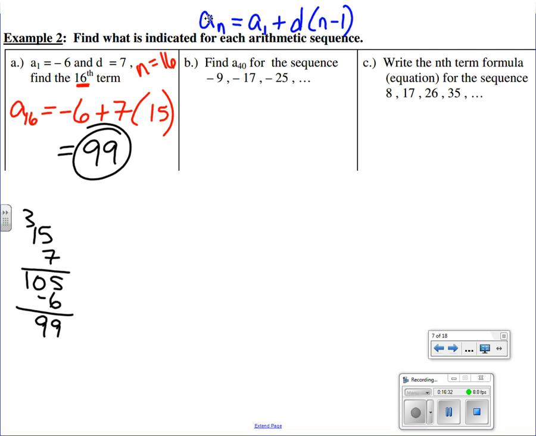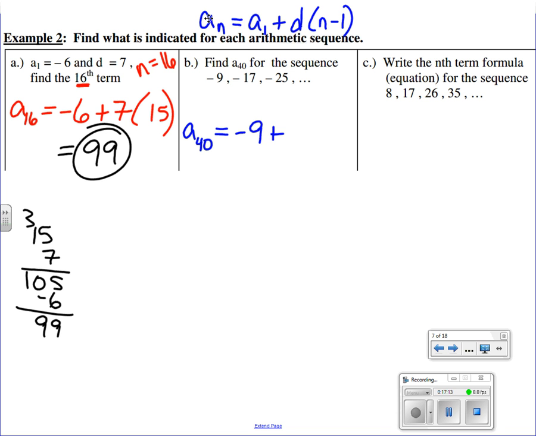A40 for the sequence negative 9, negative 17, negative 25. So I'm going to put A sub 40 equals, so I'm using my formula. Carter, what goes in for A1? Very good. Negative 9 is your first term. So negative 9 goes in for that. Then I'm going to put a plus. Denise, how do I find out what D is? Yep.